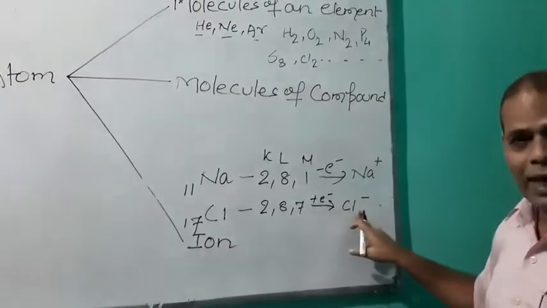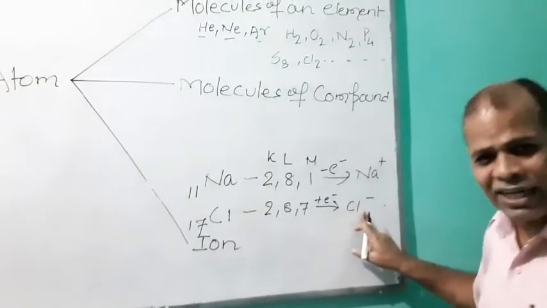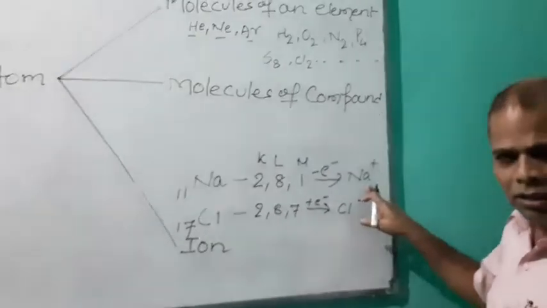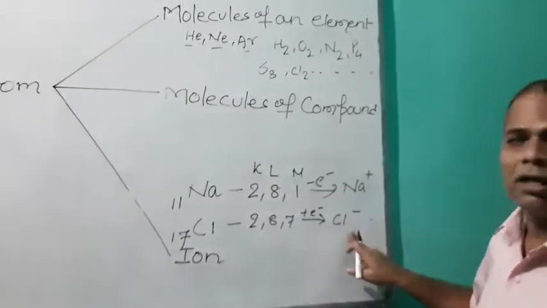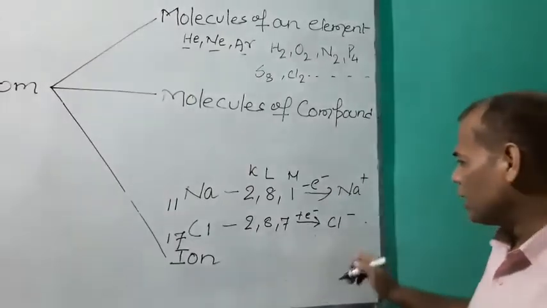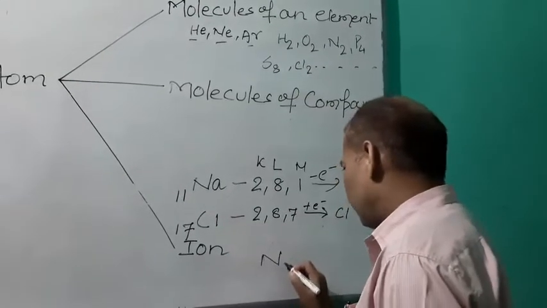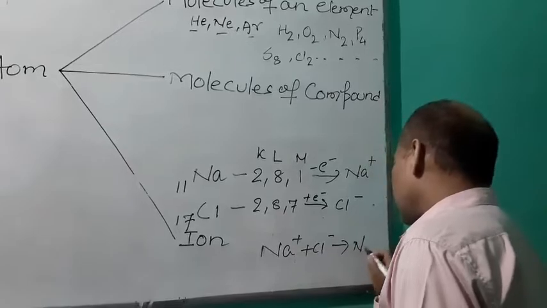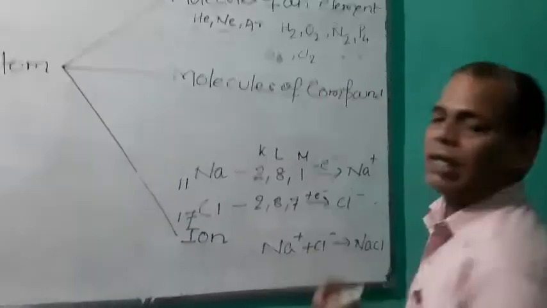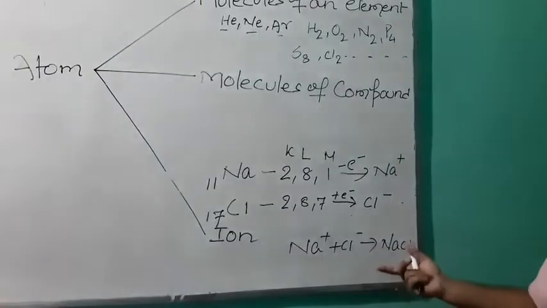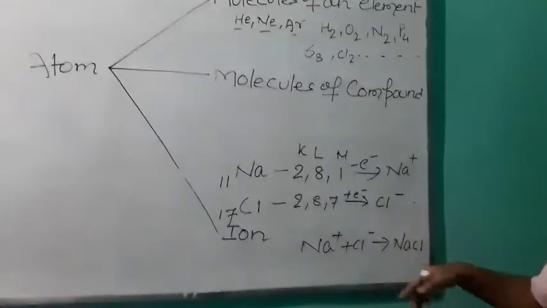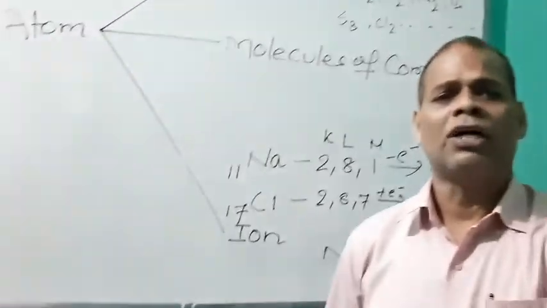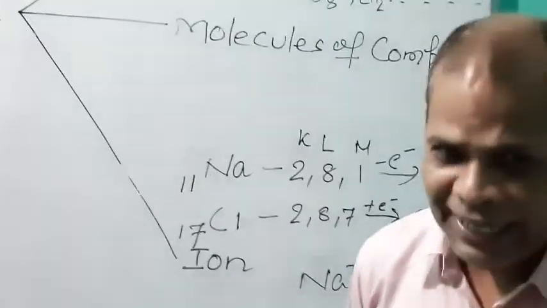A charged species which has a negative charge is called an anion. This is called a cation and this is called an anion. Now, when these two combine, it forms a compound, NaCl. So NaCl formation takes place by the combination of cation and anion.